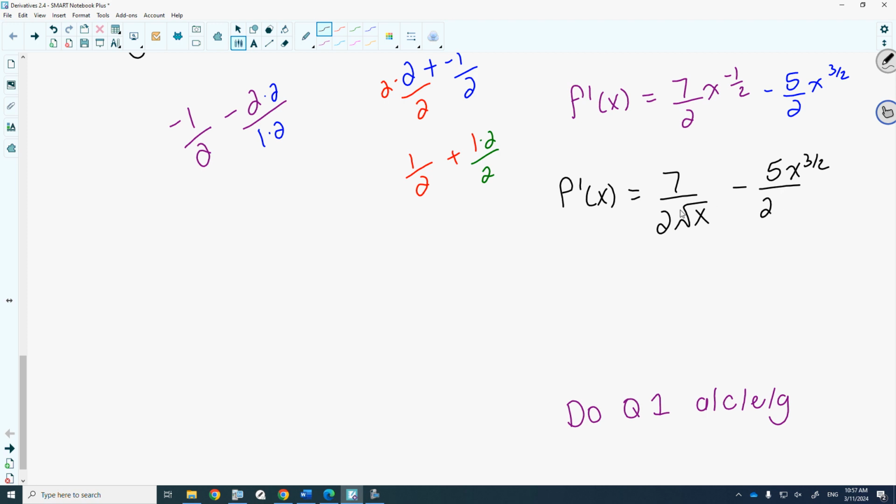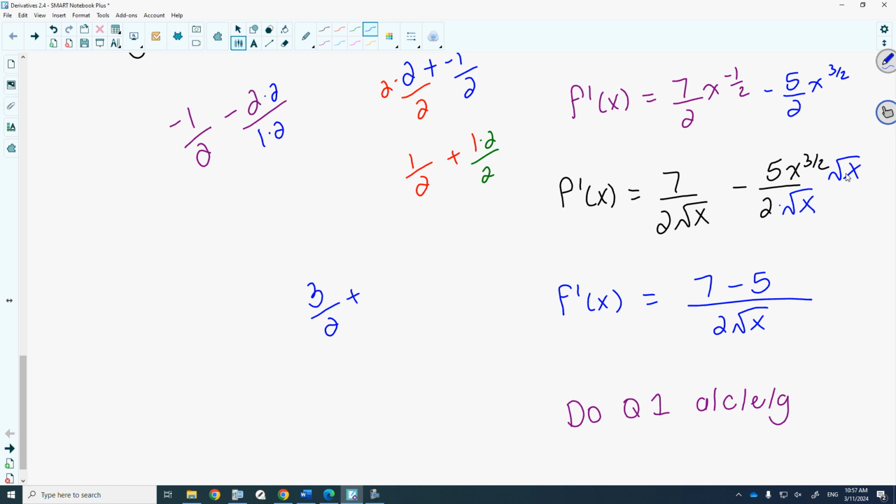So I want to get, actually, sorry, I want common denominators. So I've got a 2 in each term. I want a root x in each term. So I'm going to multiply this by root x and this by root x. f prime of x is equal to, so my denominator is going to be 2 root x, and then it's going to be 7 minus 5. I've got x to the 3 over 2 times x to the 1/2. So 3 over 2, we're going to add the exponents, will give me 4 over 2, which is going to be x squared. And that's how that will clean up.